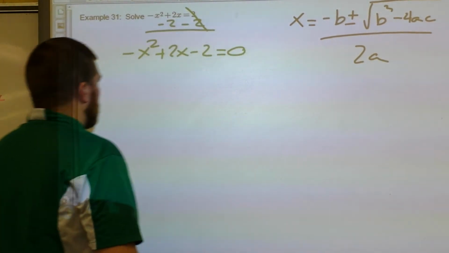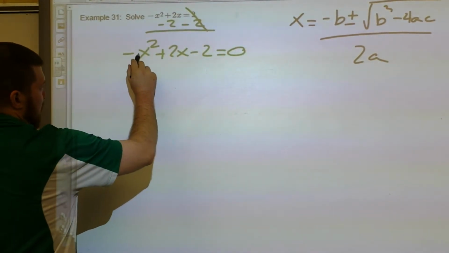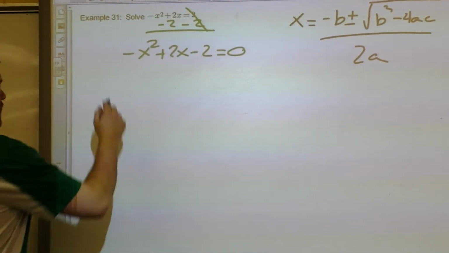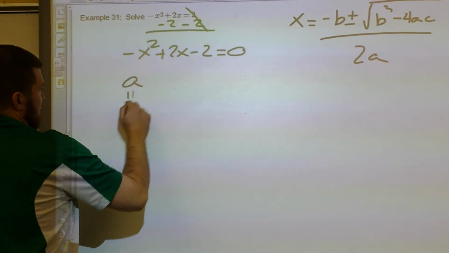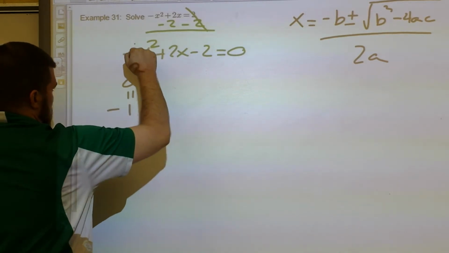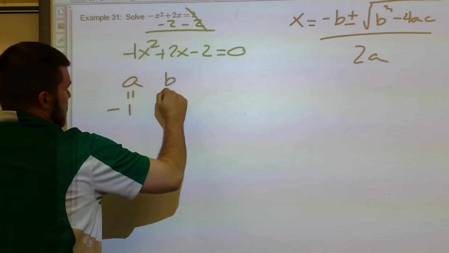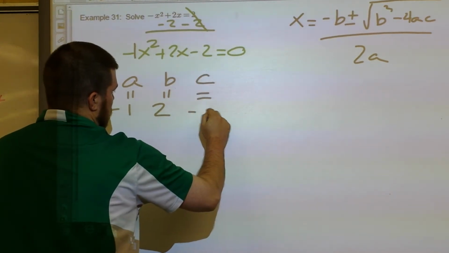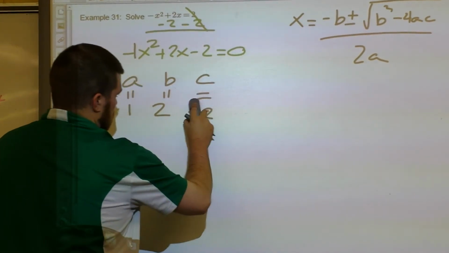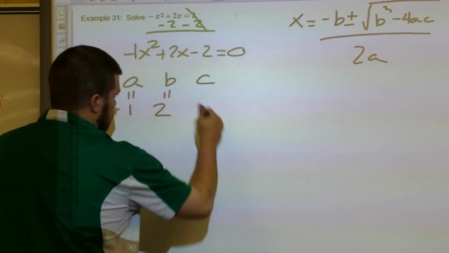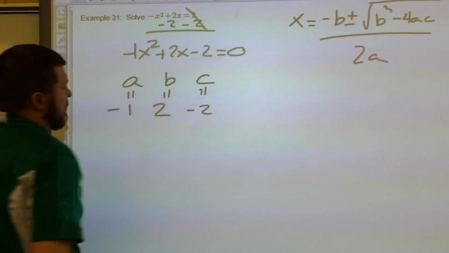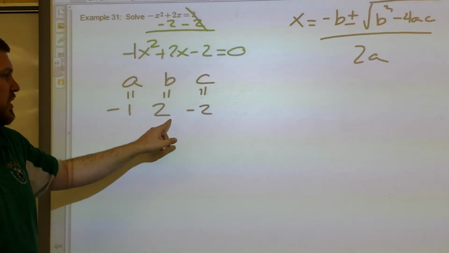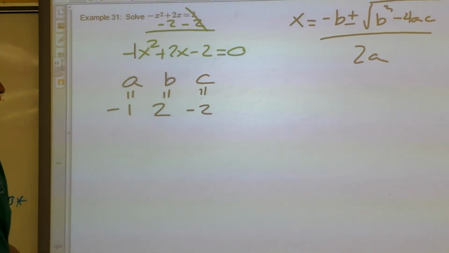Okay, and I need to figure out what my A, B, and C is. Remember, I have to have x squared, regular x's, regular numbers, which I do. So that means A is equal to negative 1, because there's a negative 1 there. B is equal to 2, and C is equal to negative 2. Okay? Notice that the variables are never part of it. Like this 2x, it's just 2. It's my B. Okay, so keep that in mind.